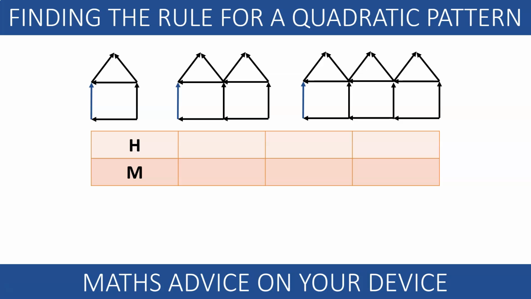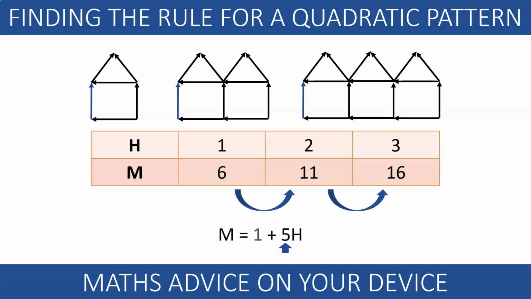In our previous video, we learned how to obtain the rule for a linear pattern. To make one house, we need 6 matches. To make 2 houses, we need 11 matches. To make 3 houses, we need 16 matches, etc. The pattern is linear because we need to use 5 more matches to make a pattern with 1 more house.